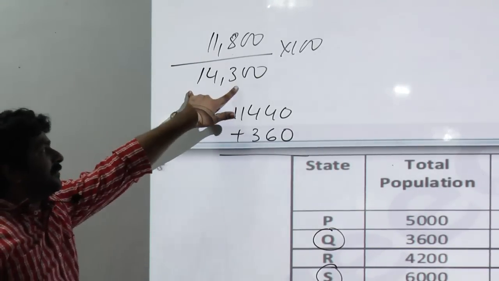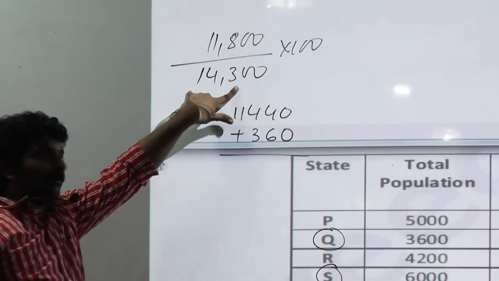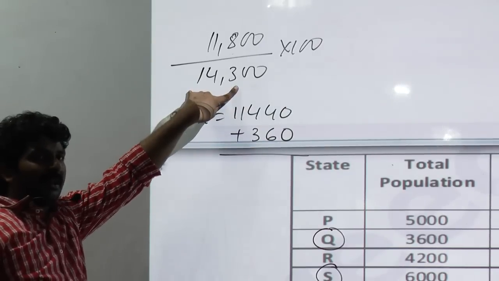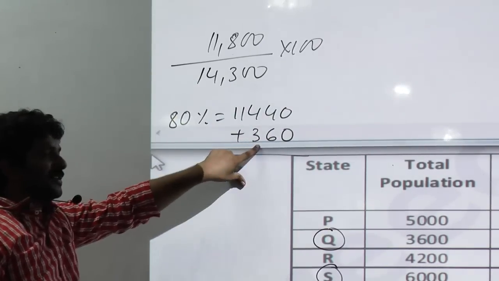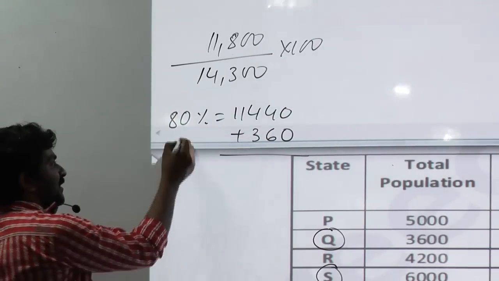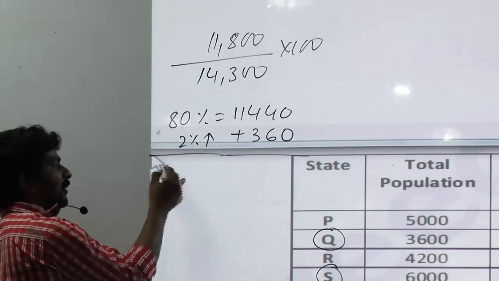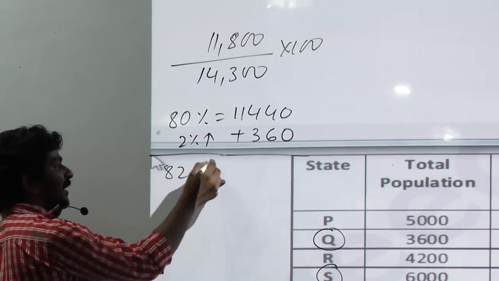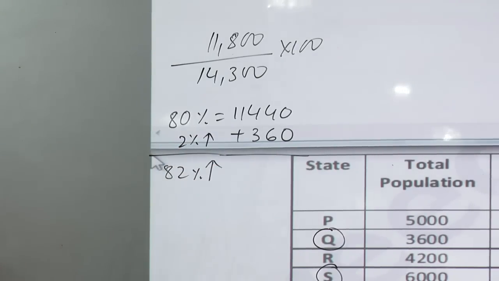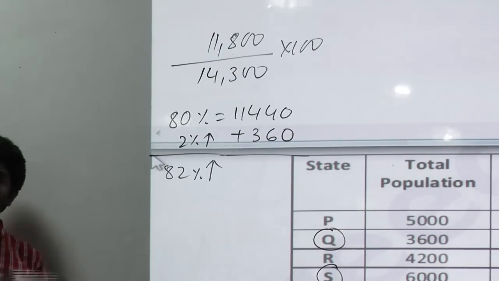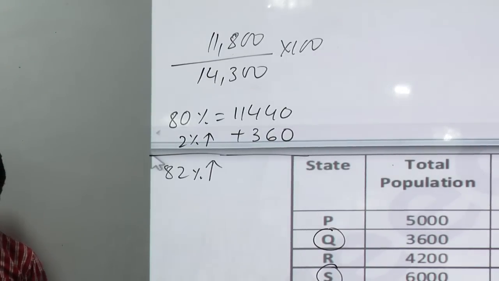What is 1%? 140. Near about 150. How many 150s are there? So answer is 2% and above. Total value 82% and above. Answer should be more than 82 but less than 83. Yeah, there is only one number. More than 82, less than 83.